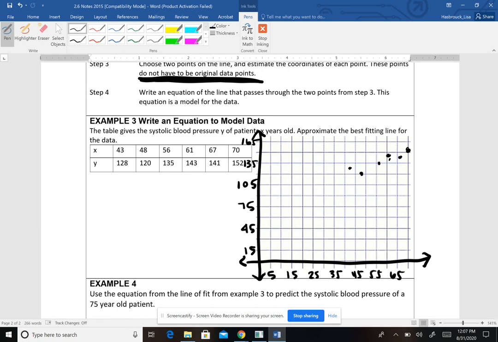So now I need to make a best fitting line. To do that, I'm going to draw a line in the same direction as my points. Now keep in mind it does not have to go through all the points. I am going to do the best I can to draw a line so that I have as many above as I have below. Now from here, you would pick 2 points on this line to create your equation.